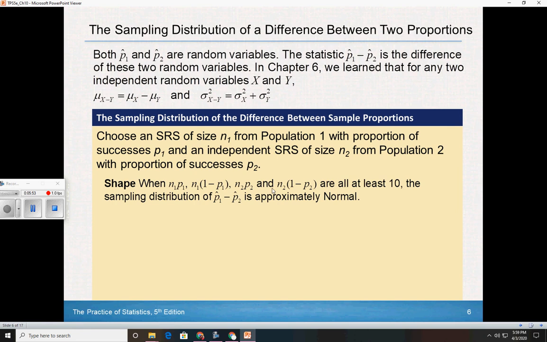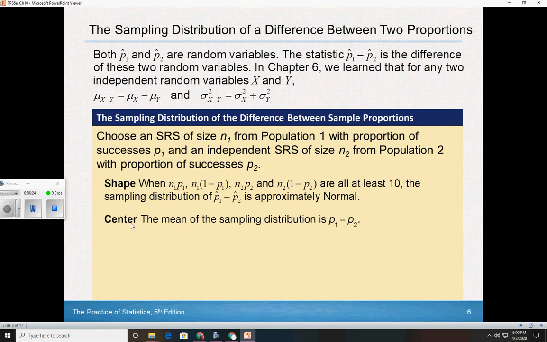Provided these conditions are met, the shape will be approximately normal. So what are the conditions? Well, similar to what we have before, we need each group to have at least 10 successes and 10 failures. In other words, N1P1 needs to be bigger than 10, N1(1 minus P1) bigger than 10, N2P2 bigger than 10, and N2(1 minus P2) bigger than 10. 10 successes and 10 failures in each group, and then we'll have an approximately normal distribution when I combine those two things to find the difference.